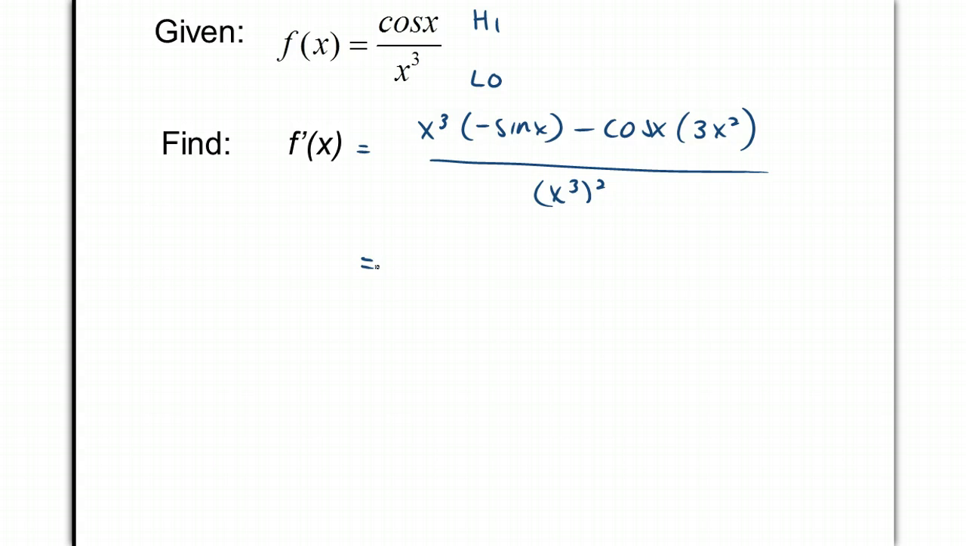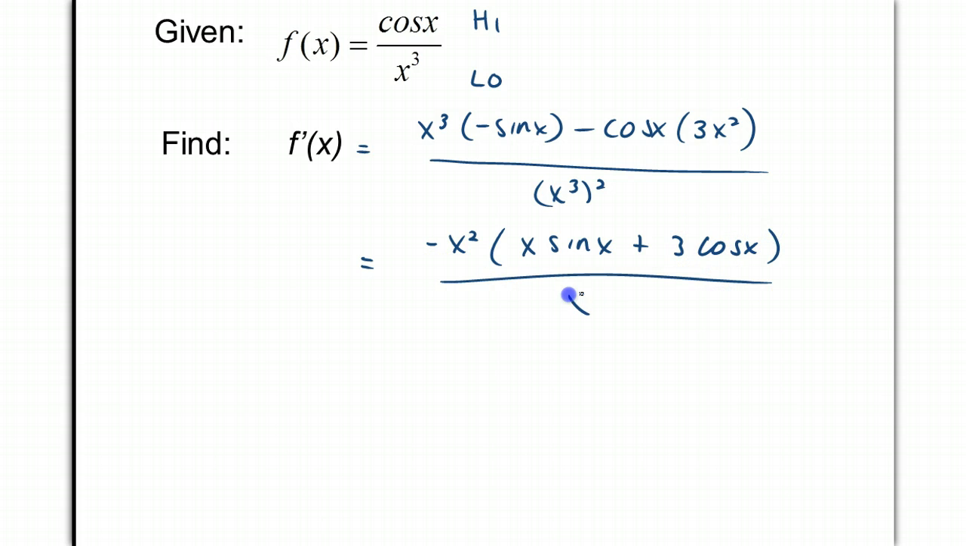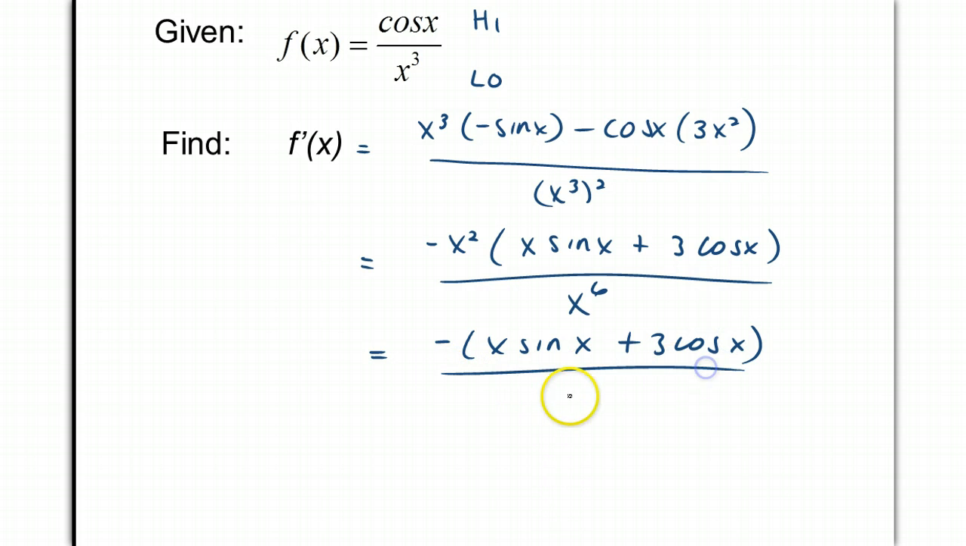And this time I see an x squared. How about a negative x squared? And there's an x sine of x plus 3 cosine of x all over x to the 6th. Now x squared and the x to the 6 simplify, so you have negative x sine of x plus 3 cosine of x all over x to the 4th. And that's your f prime.